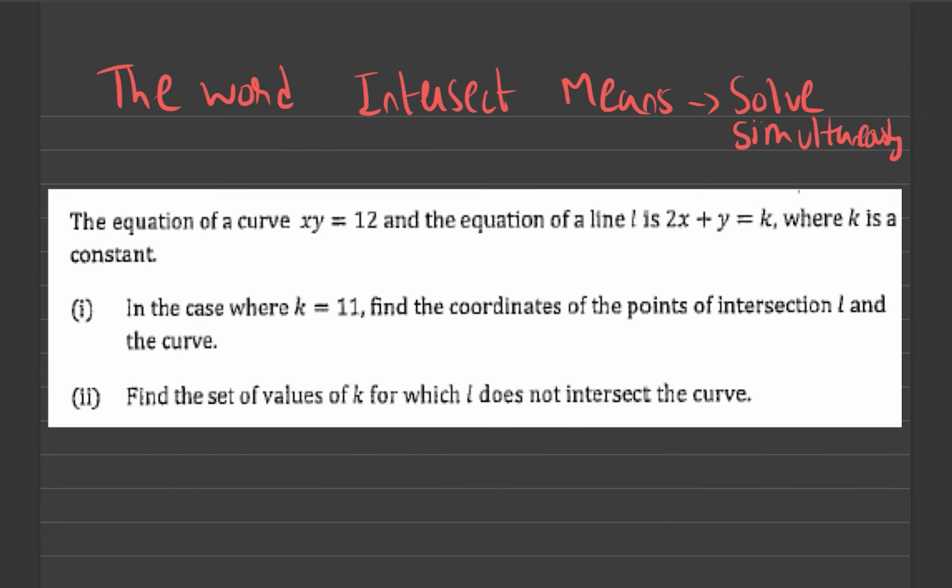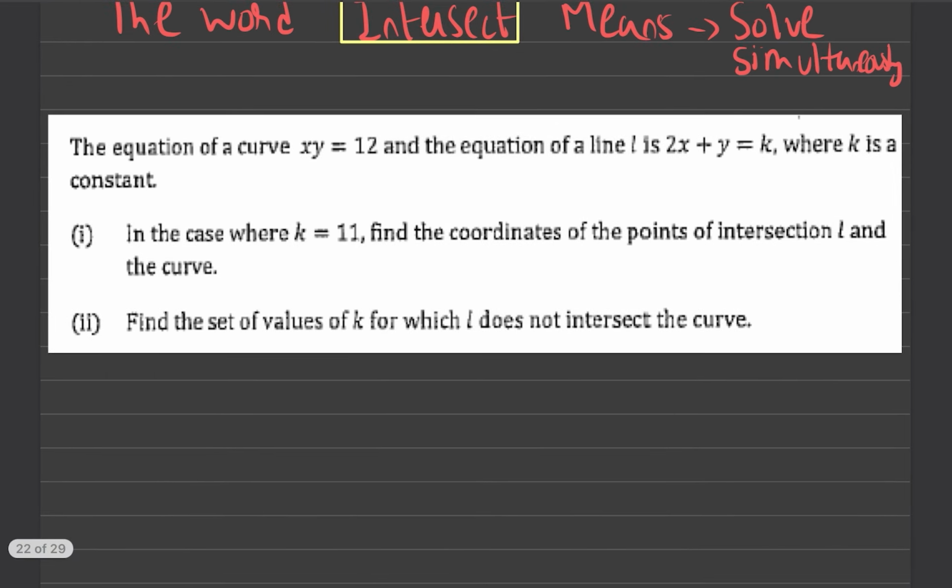Okay, now comes the point where you need to know what the word intersect means. The word intersect means to solve simultaneously. Let's suppose I'm given these two equations: xy is equal to 12 and 2x plus y is equal to k. In the first part it says that k is 11. Let's put that in.